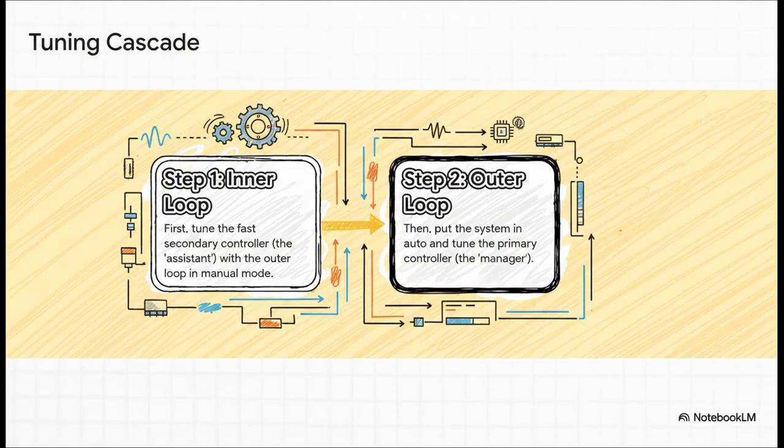Now, how you set this up is absolutely critical. You always tune the fast inner loop, the assistant, first. You get it running perfectly. Once that's stable and reliable, then you can tune the slower outer loop, the manager. The stability of the entire system really depends on getting that fast, dependable assistant right.